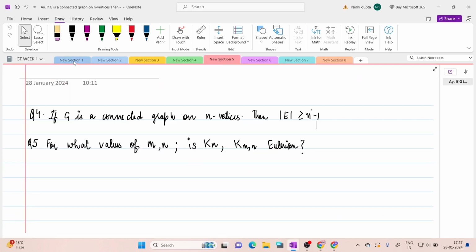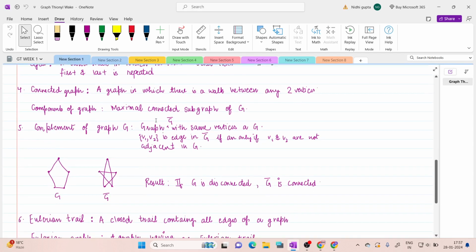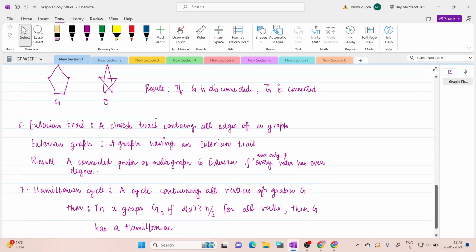So now we'll talk about Eulerian graphs. I'll first recall what an Eulerian trail is. The next two questions will be on Eulerian graphs. So if we are given a graph G, a trail will be called an Eulerian trail if, first of all, it is closed, and secondly, it contains all edges of the graph.